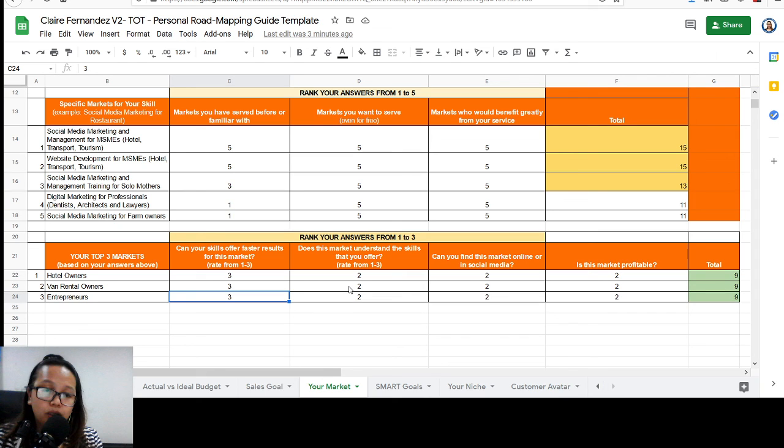Does this market understand the skills that you offer? I'll just say it's 2, because I have to reach out to them and explain further. Can you find this market online or in social media? It's still 2, because in this pandemic, it's very difficult to engage even with clients online or in social media. Is this market profitable? For now, the hotels are still recovering, same with the van rental, but the entrepreneurs are good. So it's a total of 9, 9, and 9.